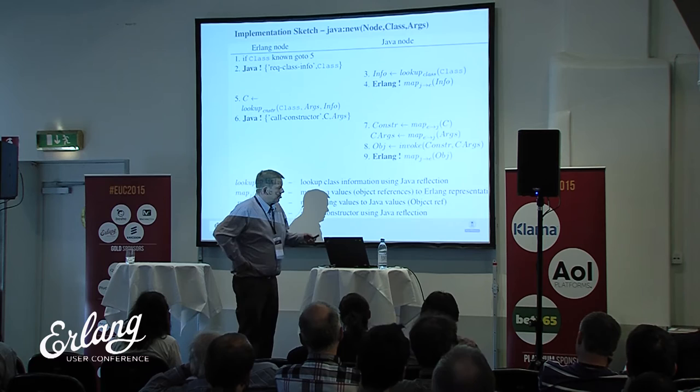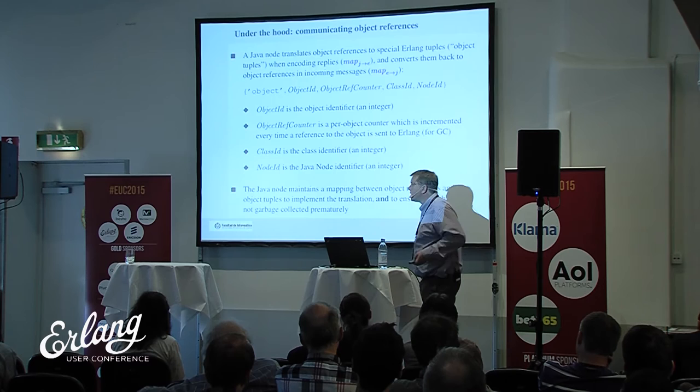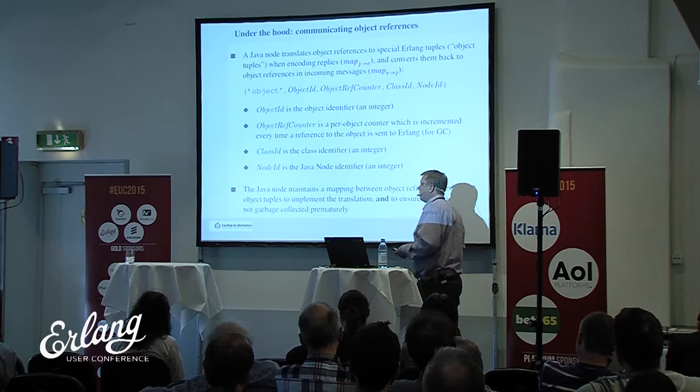So things are fairly straightforward. We use reflection a lot. We use mapping of object references. So the object references, how do we translate? How do we represent the Java object references in Erlang?